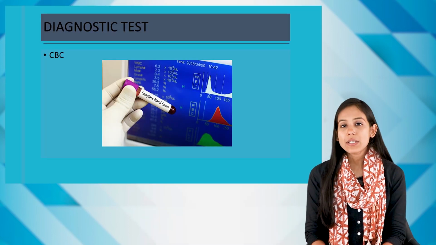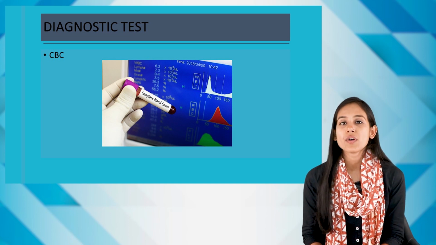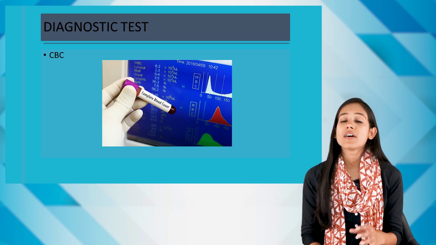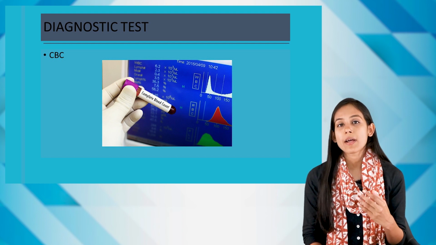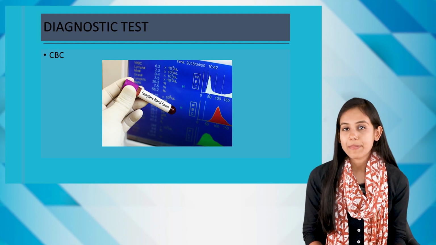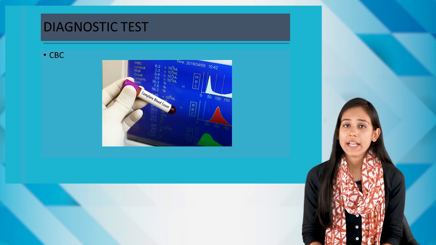Now next, let us move on to the diagnostic tests. In the diagnostic tests, the first thing that we would do is look into a complete blood count test. This test would tell us the number of RBCs, WBCs and platelets, right?